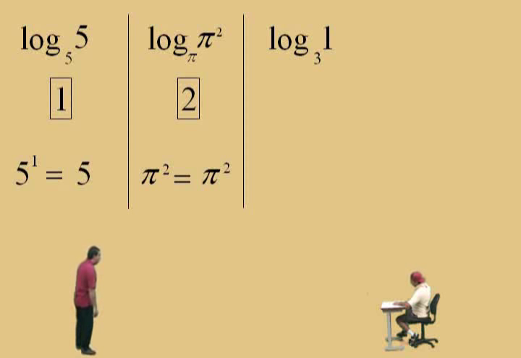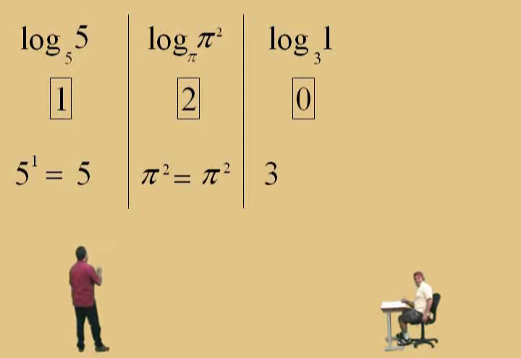Okay, and so, what do you raise 3 to the power of to get 1? 0. That's right, Charlie, it is 0. That's because 3 to the 0 power is equal to? 1. Remember, anything to the 0 power is 1 except for 0 to the 0. Okay, that one's undefined. Right, here we go.